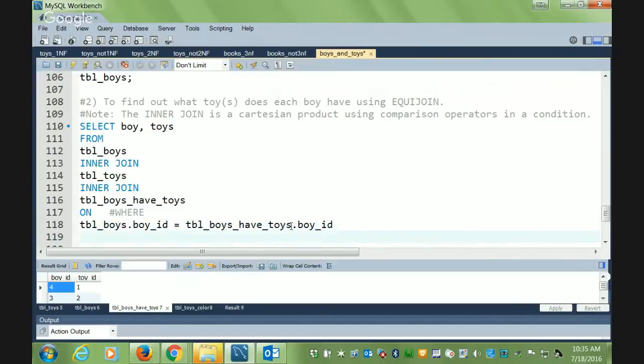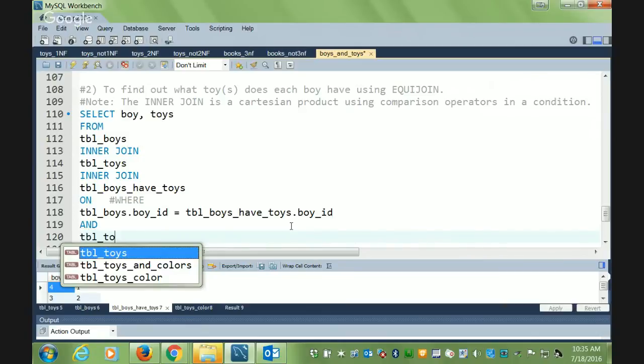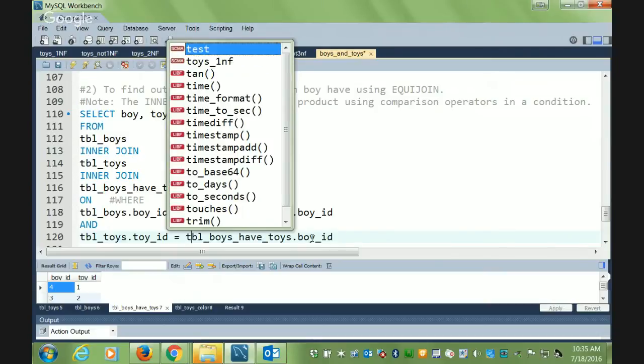And there is another condition. What is your second condition? From your second table, the TBL toys, its toy ID should be equal to the toy ID of the second table. That's exactly what we did, right? I said pick up the 4 from here, go and search it there. Pick up the 1 from here, go and search it there.